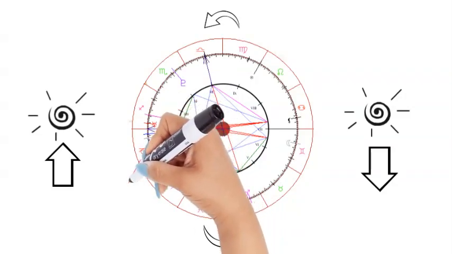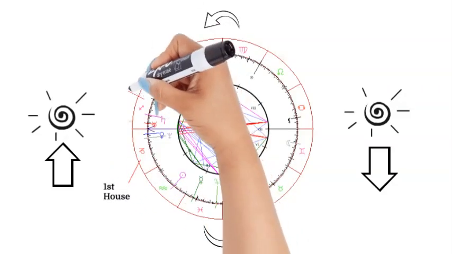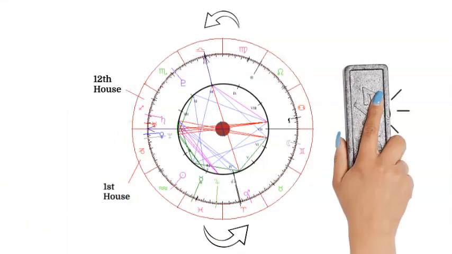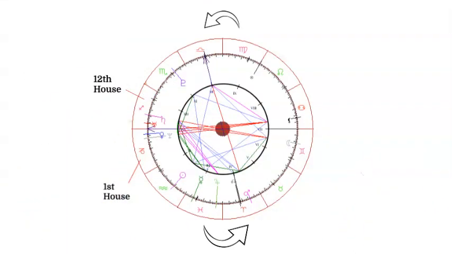It gives you an idea of what is below and what is above the horizon at your time of birth. The first house starts just below the eastern horizon and counts upwards through the 12 houses in a counterclockwise direction, with the 12th house ending at the top of the eastern horizon.